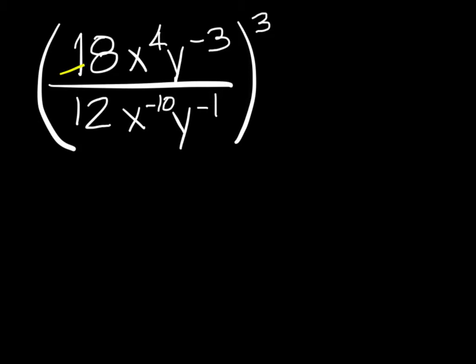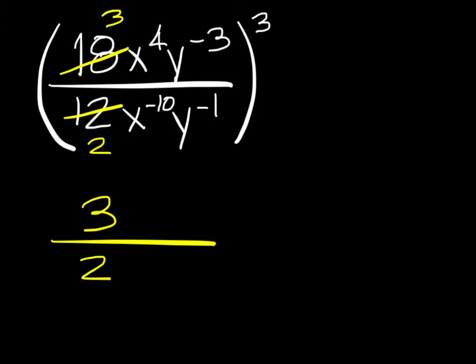Solution for the practice. 6 goes into 18 3 times, into 12 twice. So you start off with a 3 over 2. The x to the fourth does not move. It is positive, a positive exponent. But this has a negative exponent. It must go to the top.